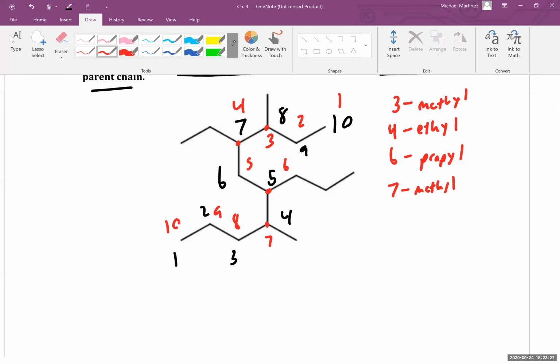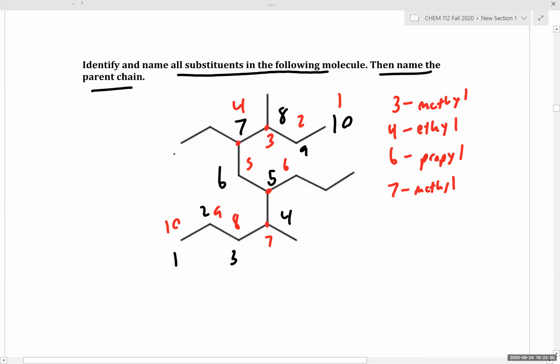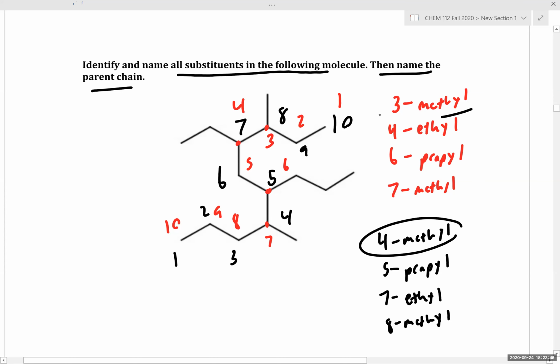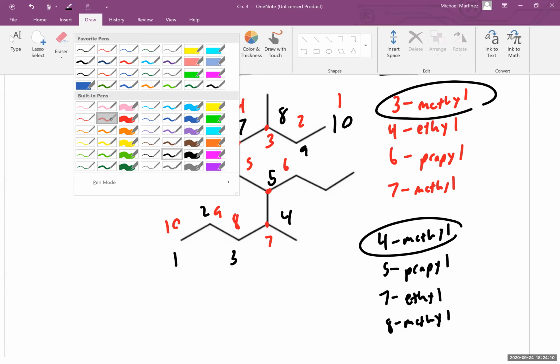Now let's look at what happens if I follow the numbering method. In the black ink, I have 4 methyl, 5 propyl, 7 ethyl, 8 methyl. So just looking at my first number, you compare from the first number to the last. Which numbering method has the lowest locant numbers, the lowest carbon numbers for our substituents, starting from top to bottom? Black ink or red ink? The red ink. So we're going to go with the numbering method in red.